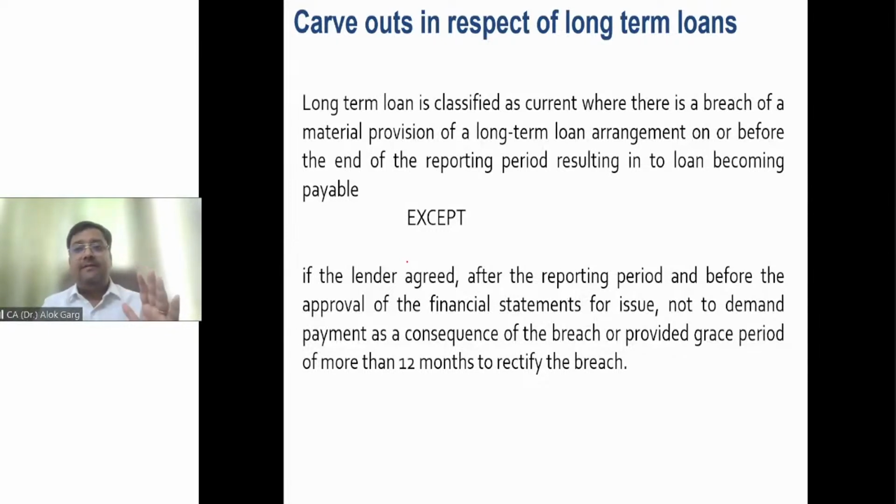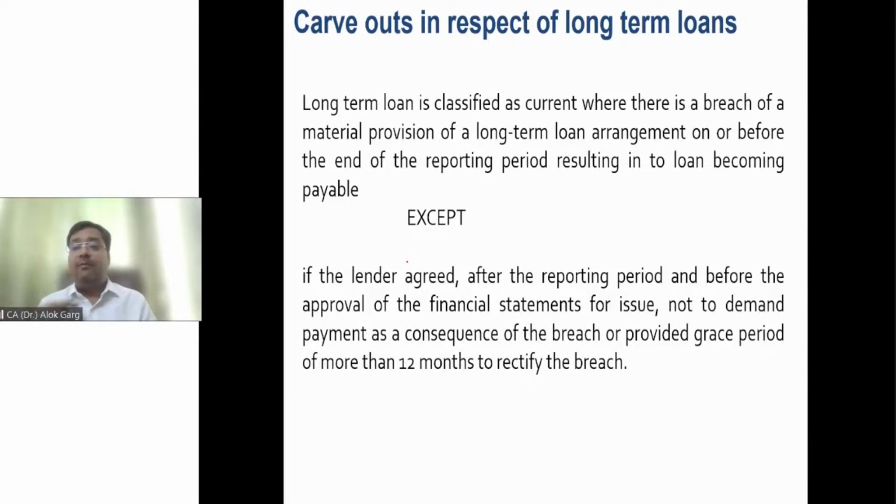But in Ind AS, we said that if the company has corrected the default before approval of the financial statement, we will treat this event as an adjusting event, and we will continue to classify that liability as a long-term liability, as a non-current liability. And of course, we will also provide a disclosure in the notes to accounts, right? We will provide a proper disclosure that yes, there was a default, but this default has been corrected and hence it is an adjusting event, right?